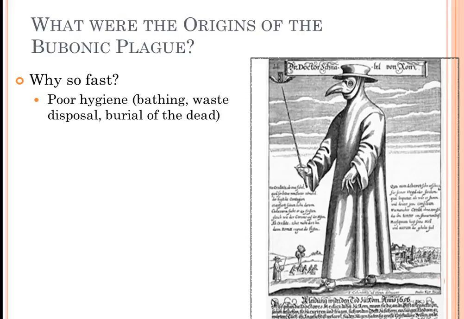How did it spread so fast? One reason was they had very poor hygiene. They didn't really bathe, they didn't really have good waste disposal, pretty much, they didn't have indoor plumbing, so human waste and excrement simply went out the window and into the street. They also did not have closed sewer systems, so these open sewers would run through the streets.